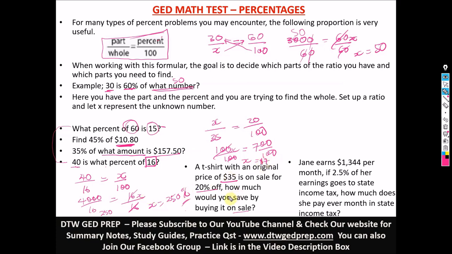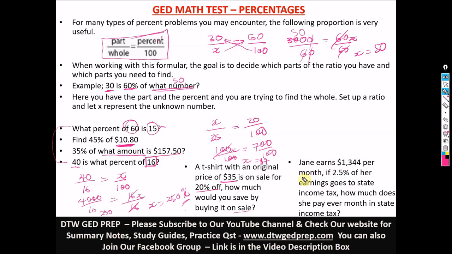So you would have saved $7 by buying it at this particular sale price, at this particular percent that it's on sale for. So that's how much you would have saved. You save $7 from the $35.